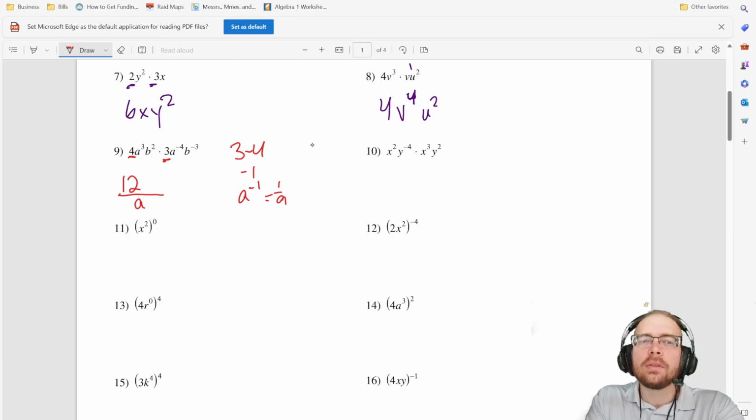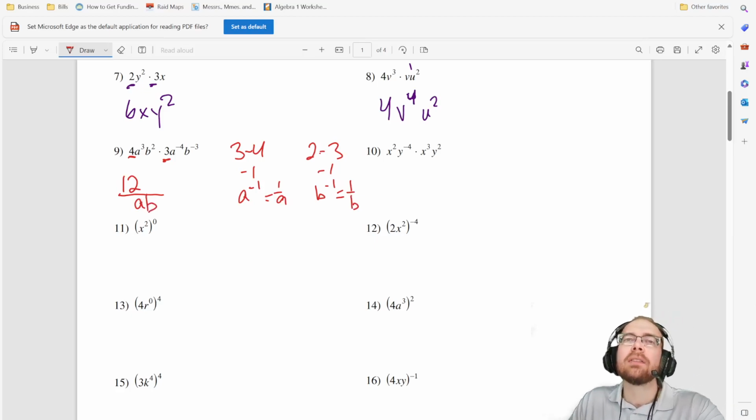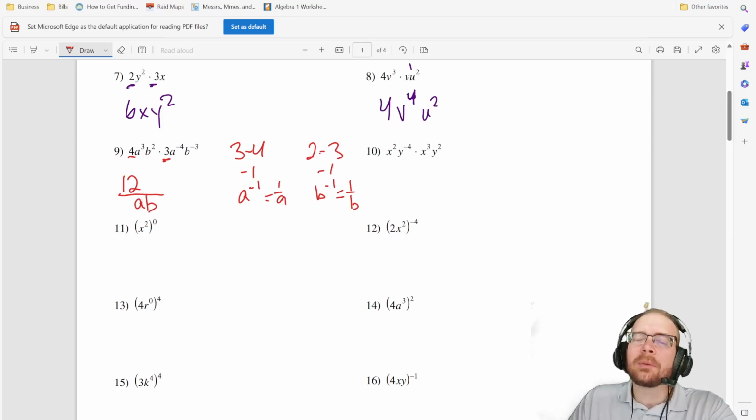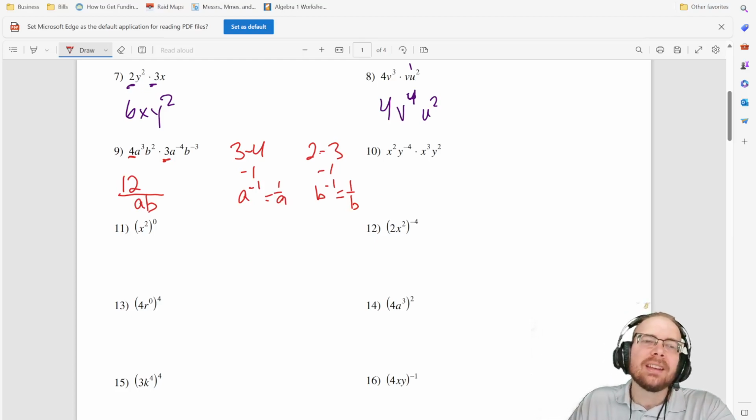Okay, and then we do the same thing with the b. So it's 2 minus 3, also negative 1, so it's b to the negative 1, which is 1 over b. So that belongs in the denominator. It's 1 over a times 1 over b would be 1 over ab. Since they're both in the denominator, they get times and they just kind of get smashed together. And now we have 1 ab. So 12 over ab is going to be the answer there.